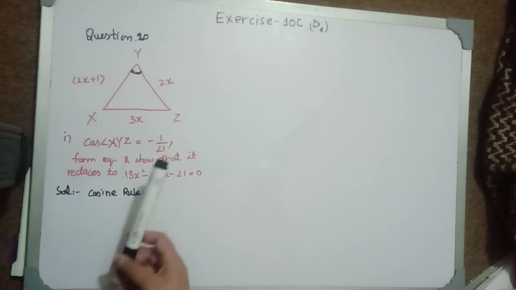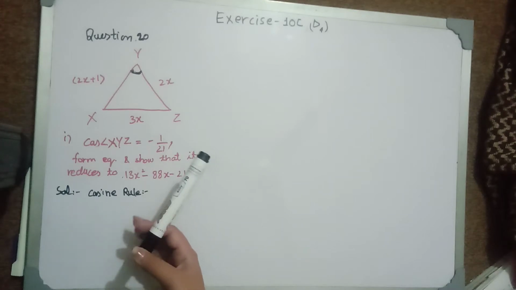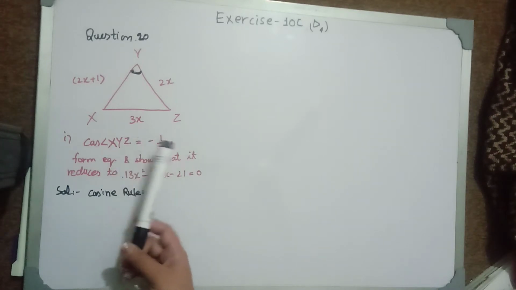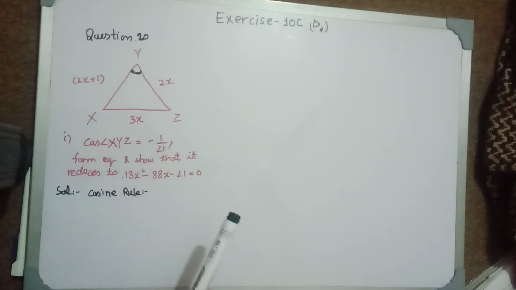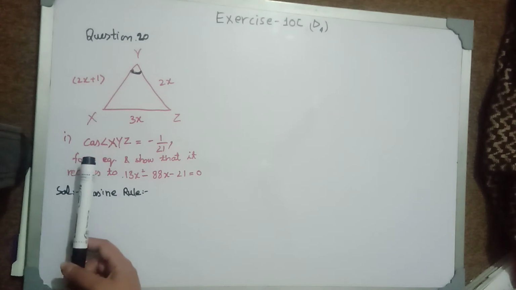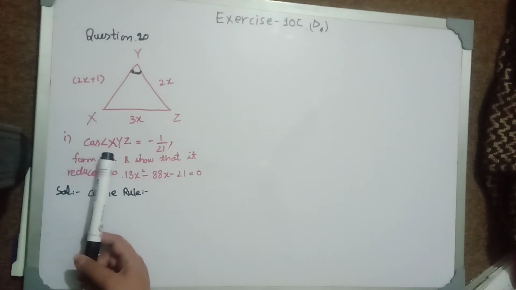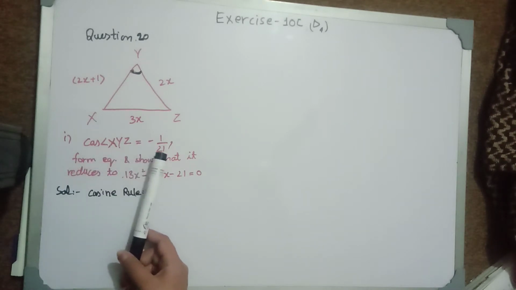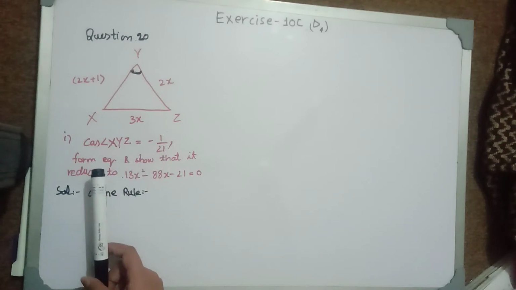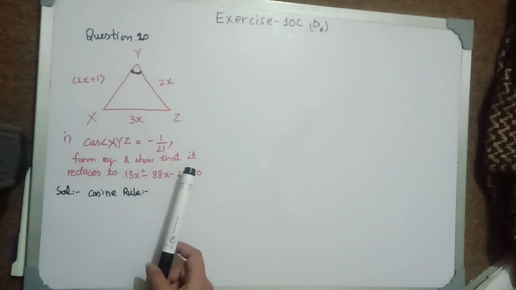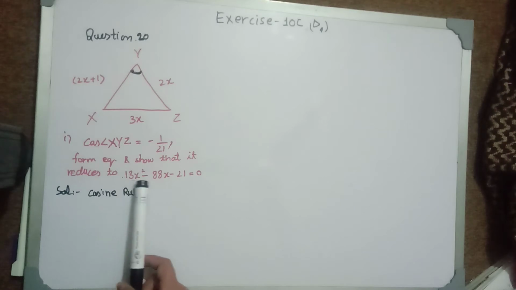In this figure, as you can see, there's a triangle XYZ, and it's not a right angle triangle. You're given some sides, and in part 1 it is given that cos of angle XYZ is equal to -1/21. Form an equation and show that it reduces to this equation.